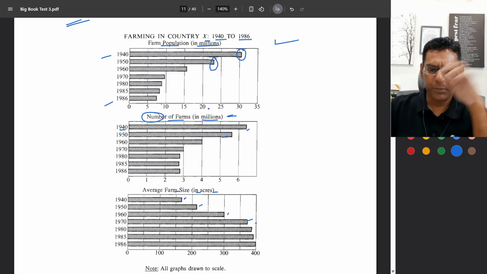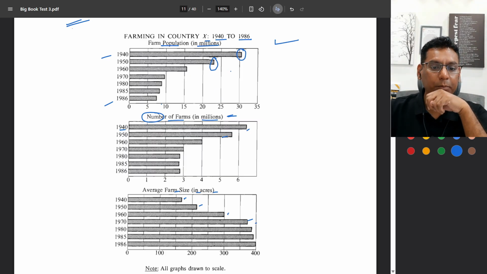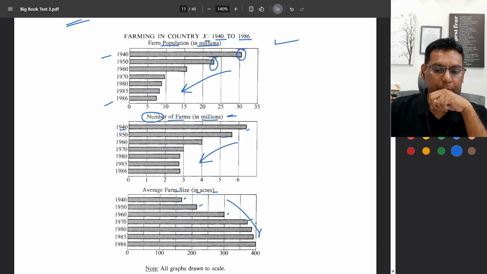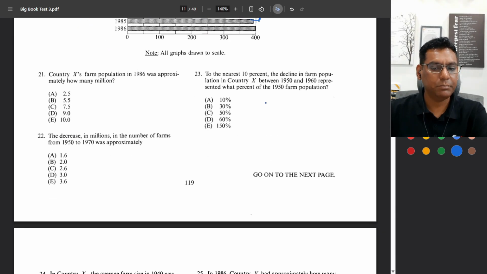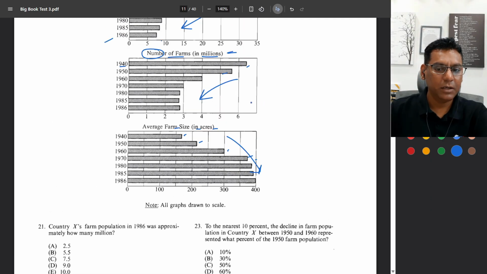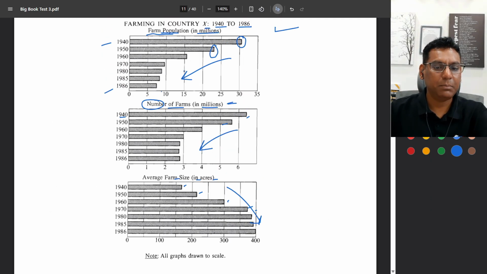What can I derive from here intuitively? Farm population is decreasing. That could be because number of farms is also decreasing, but the farms are also getting bigger. So basically what is happening is farms are getting bigger. That's why number of farms is coming down. People working in farms is also decreasing, but that could be because of machines or something. We don't have to find out the reasons, but this is just for our intuitive understanding. All right, so pretty straightforward graphs. I think the trick may be in some numbers or something.